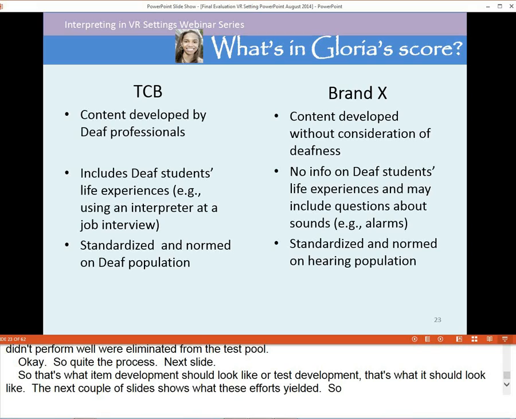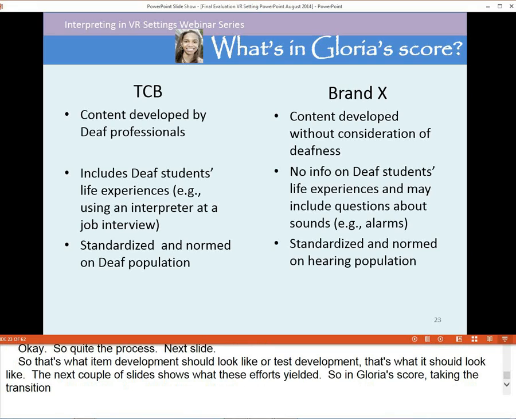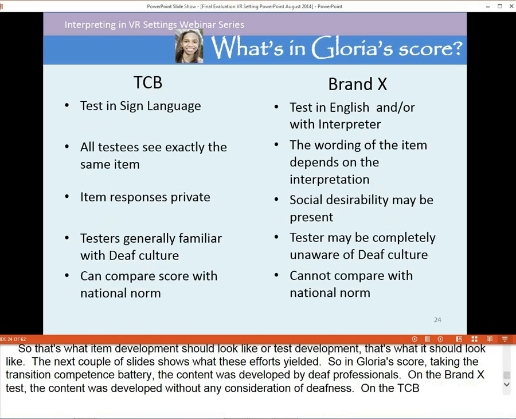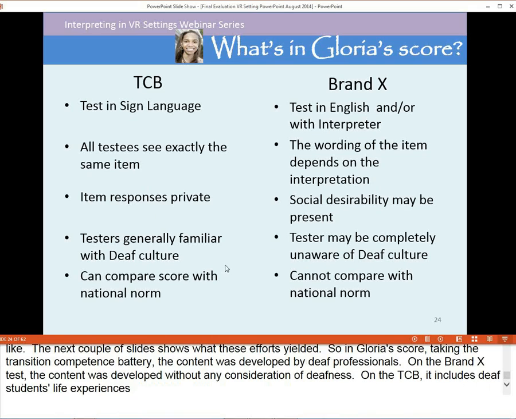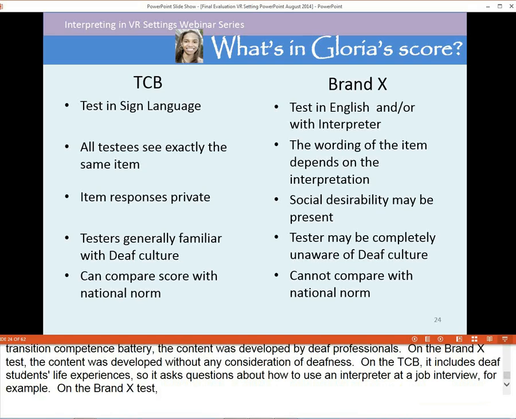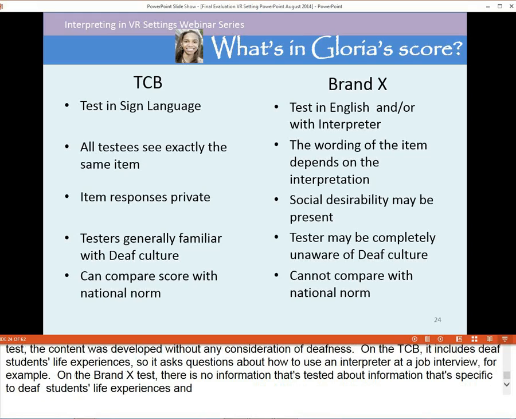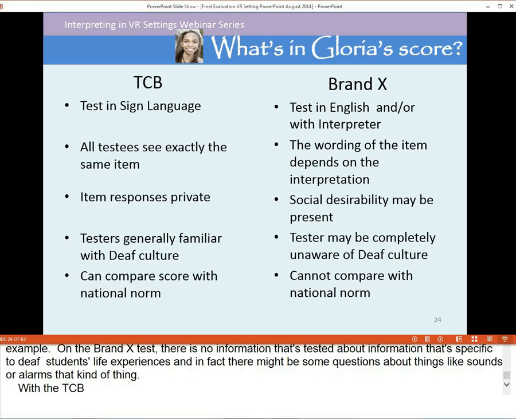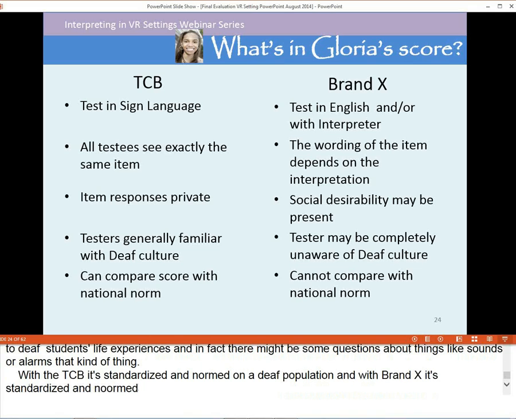So in Gloria's score, taking the Transition Competence Battery, the content was developed by deaf professionals. On the Brand X test, the content was developed without any consideration of deafness. On the TCB, it includes deaf students' life experiences. So it asks questions about how to use an interpreter at a job interview, for example. On the Brand X test, there is no information tested that's specific to deaf students' life experiences. And in fact, there might be some questions about things like sounds or alarms, that kind of thing. With the TCB, it's standardized and normed on a deaf population, and with Brand X, it's standardized and normed on a hearing population. Next slide.